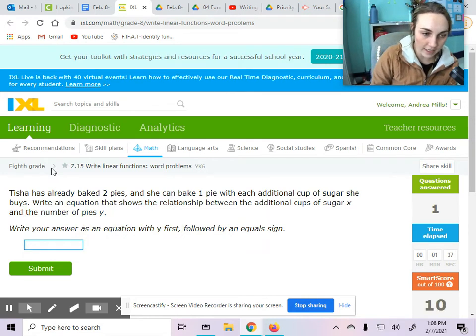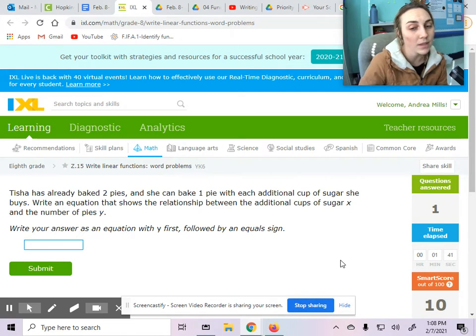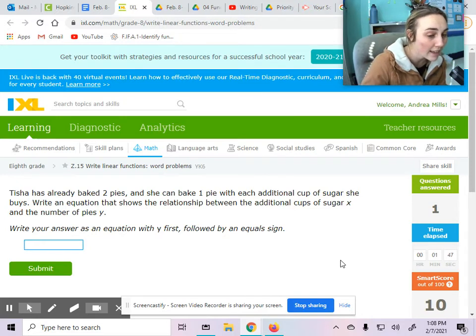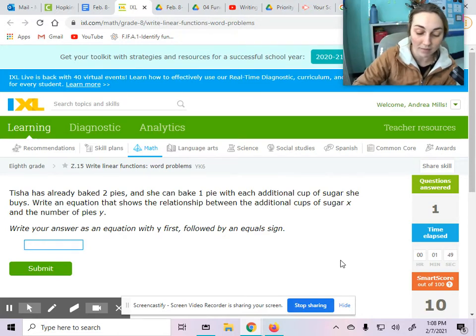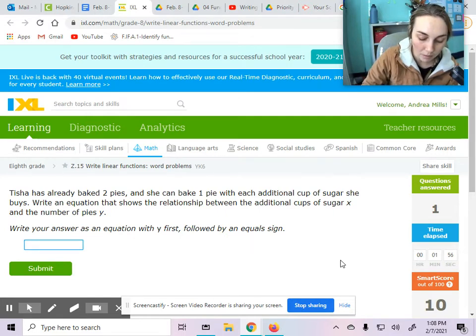All right, the next one says, Tisha has already baked 2 pies, and she can bake 1 pie with each additional cup of sugar she buys. Write an equation that shows the relationship between the additional cups of sugar x and the number of pies y. All right, cool. So we have 2 numbers here. That means we have a slope and a y-intercept in this problem. Well, let's locate the correct one.